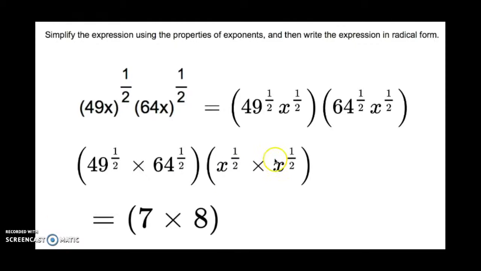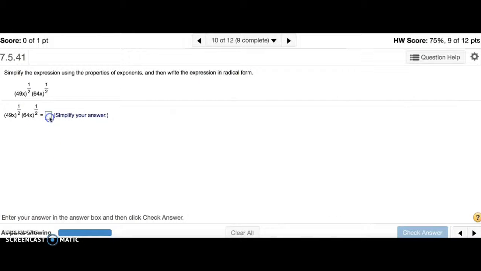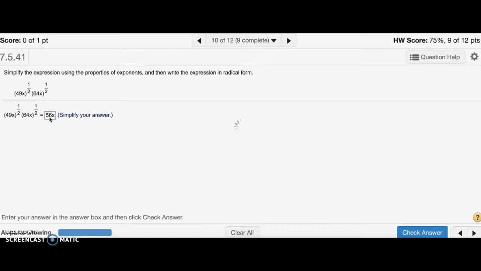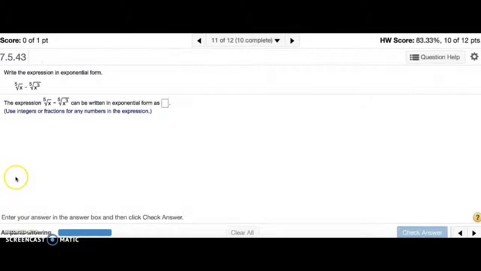So then I'm going to be multiplying the x's, but since they both have exponents, we add them. So 1/2 plus 1/2 is 1, so that will give me just x. 7 times 8 is 56, so we have 56x as my answer. If I begin my answer, I'll have 56x. That is number 10.